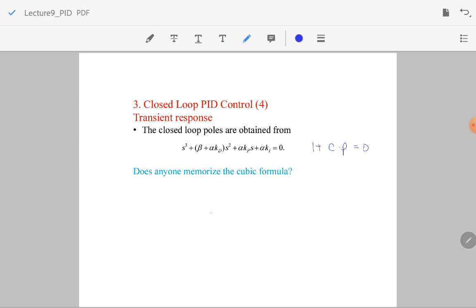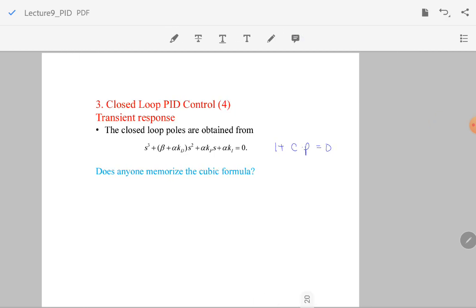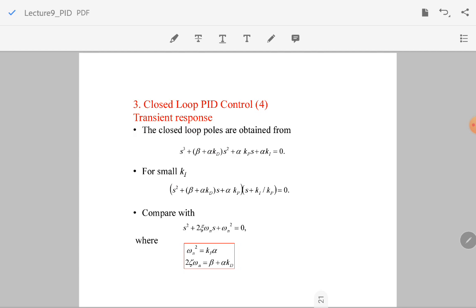The thing is, this is difficult because this is a cubic, a third order, and nobody remembers the cubic formula. We can use a computer to solve a cubic equation, but when the coefficients are unknown, we can't do that. So what we do is make one assumption, which is, if you have a small Ki, you should really check this, we can rewrite this as this times s plus Ki over Kp.